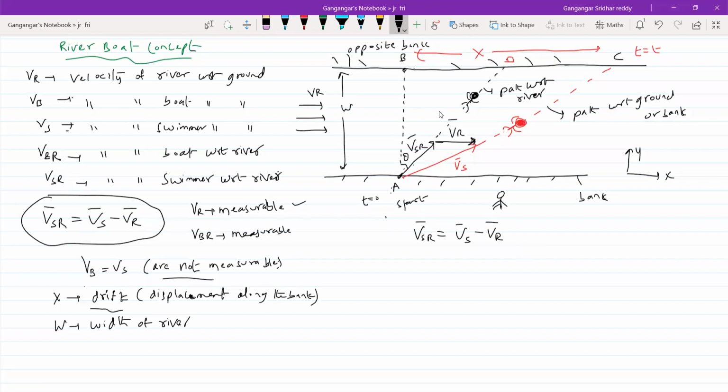So let's go for this one. VSRY equal to VSY minus VRY. Will I agree with this? The vector form. What is VSRY? Looking at the diagram, VSR cos theta. What is VSY? Velocity of the swimmer with respect to ground along the y-axis. VRY: the river is flowing along the x-axis. What is VRY? It is zero, no?